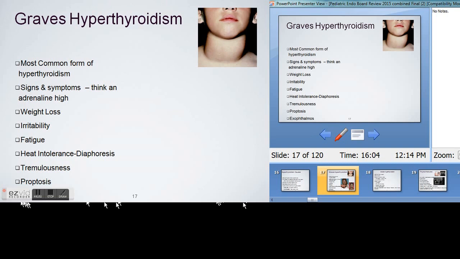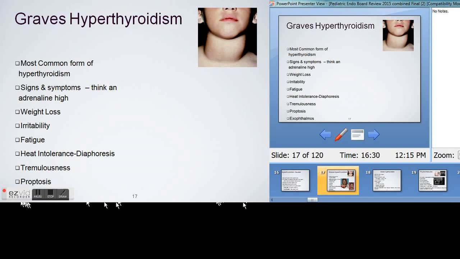Graves' disease, when you think of it, think of a high adrenaline state, that fight or flight type of thing. Patients end up with things like weight loss, irritability, and fatigue because they're going fast. So by the end of the day, they're kind of tired. Heat intolerance, diaphoresis, tremulousness, and of course we see the eye signs.